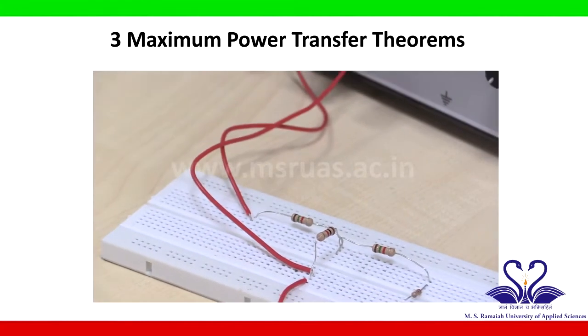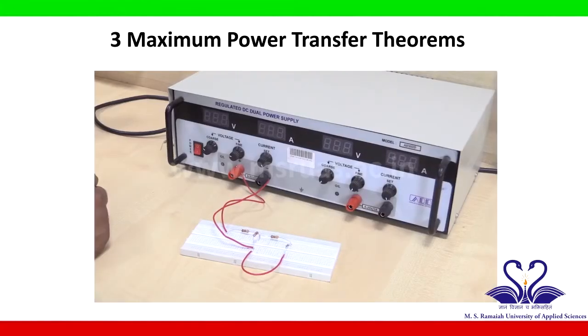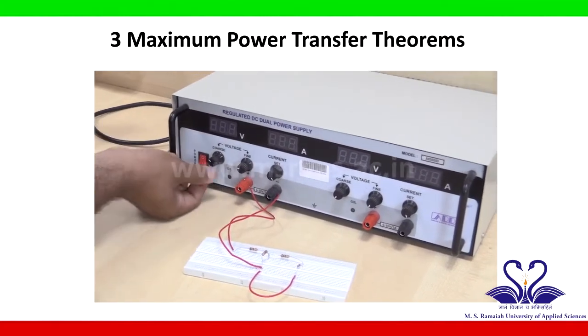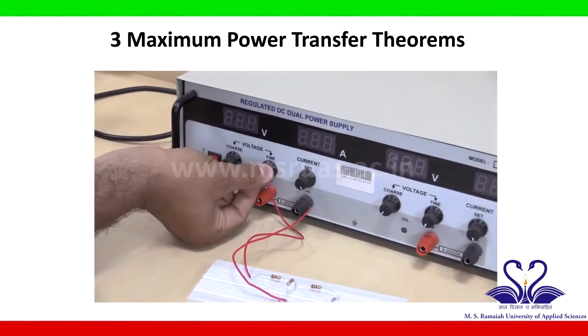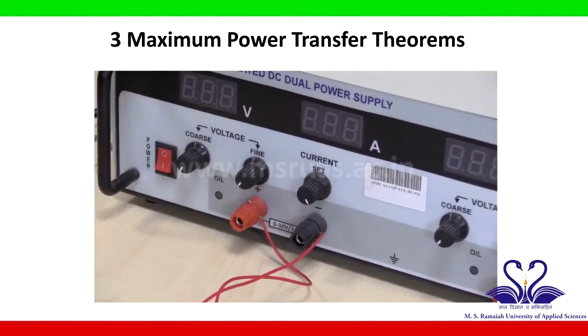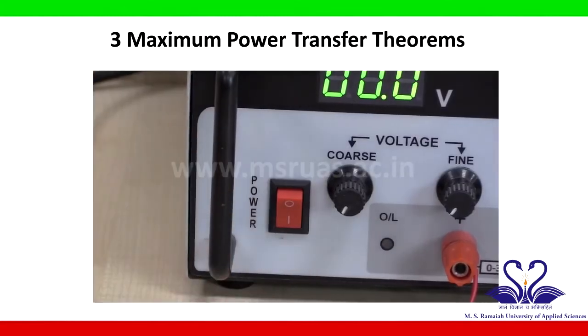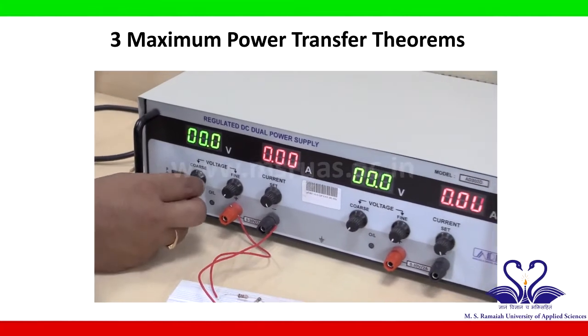Now the circuit is built, we can perform the experiment. Let's start performing the experiment. Before starting the experiment, make sure that the voltage knob is in minimum position and the current knob is in maximum position. Now let's turn on the power supply and apply 10 volts.